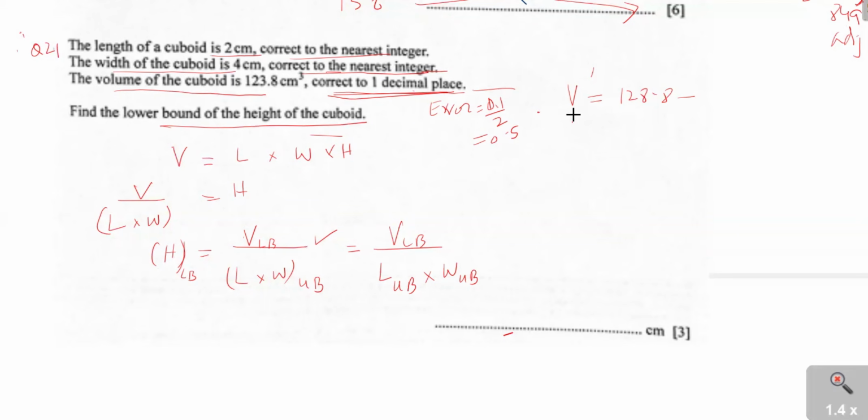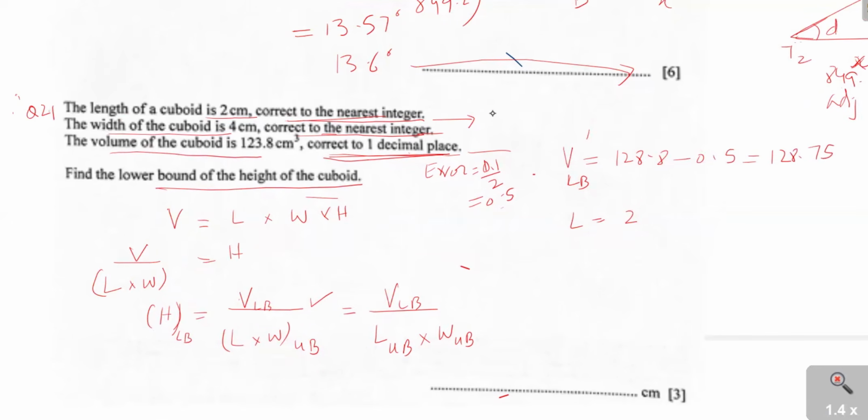When we calculate the volume lower bound, we will subtract this error. Therefore, 128.8 minus 0.5 will be equal to 128.75. The length of the cuboid here is 2 centimeter. The accuracy here is correct to the nearest integer. Therefore, the error will be half of the accuracy, and this half value, 1 over 2, is the error.